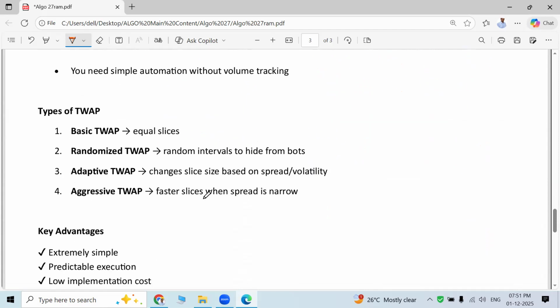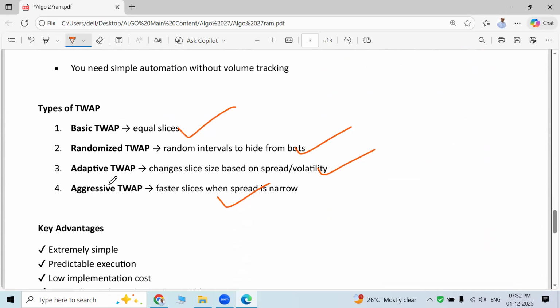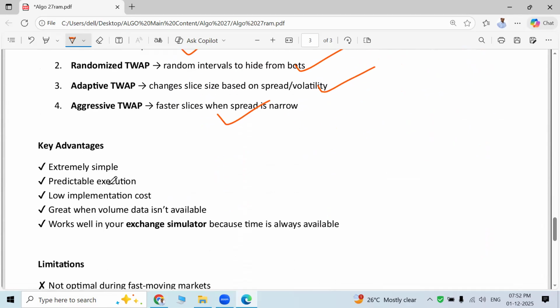The type of TWAP shown here is the basic type, where each slice is executed at equal time spacing. We can have the randomized type also, so that nobody can detect it. Adaptive works very well with volatility. And if the spread is very narrow, we go with the aggressive type. The major advantage is that it is extremely simple to execute, and we need only a very simple simulator to execute this order.